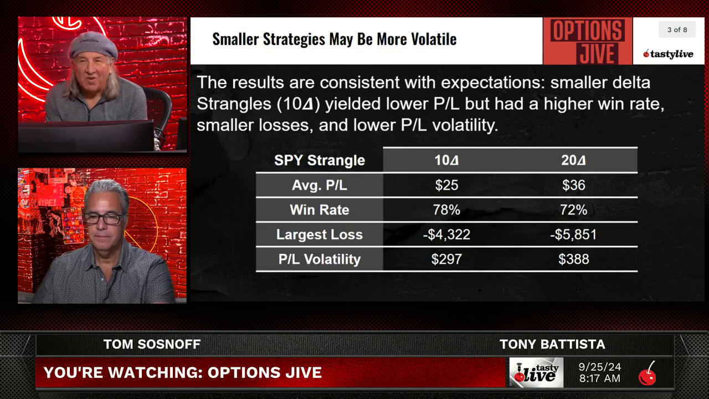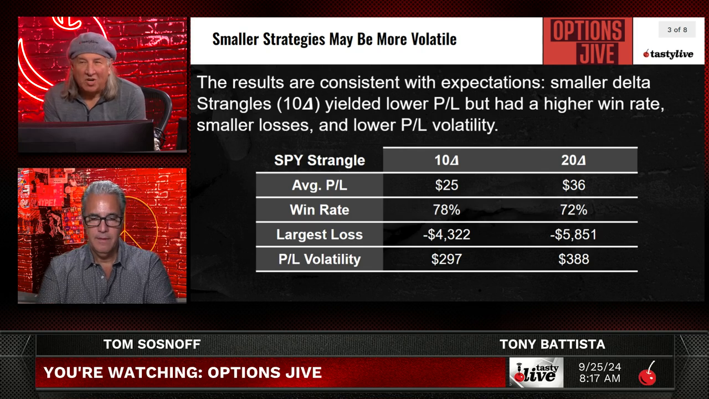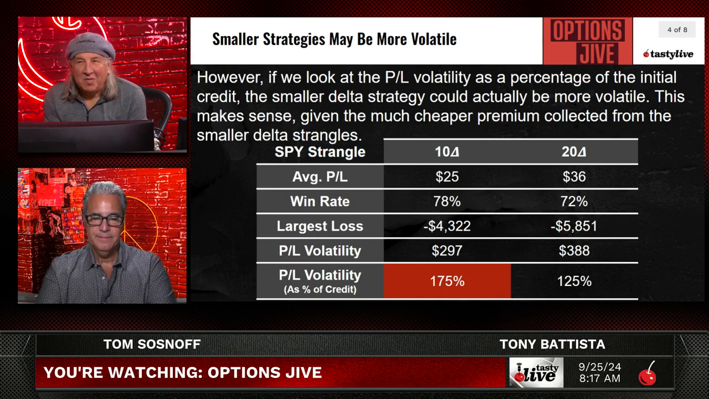The smaller delta strangles, 10, yielded lower P&L but a higher win rate, and smaller losses and lower P&L volatility, because you're further out of the money. So you make less money, you win more times, you have a smaller largest loss, and you have a little bit less P&L volatility because it's further out of the money. It all makes sense. However, if we look at the P&L volatility as a percentage of the final credit, the smaller delta would actually be more volatile.